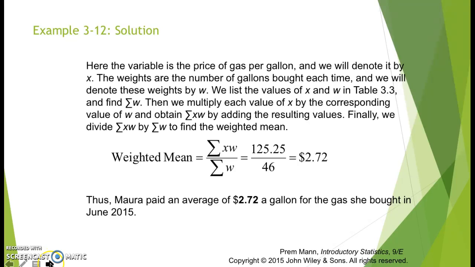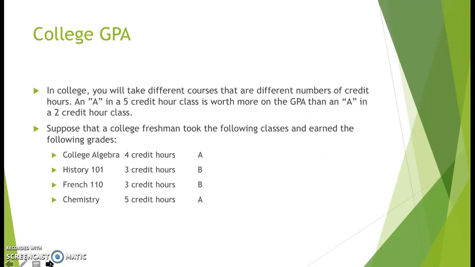Now I came up with another example, calculating a college GPA. You'll take different courses that are all different numbers of credit hours. For instance, in this class, you're getting 3 credit hours. An A in a 5 credit hour class is worth more on the GPA than an A in a 2 credit hour class. So that's why sometimes those smaller credit hour classes really don't mean as much as far as your GPA goes.